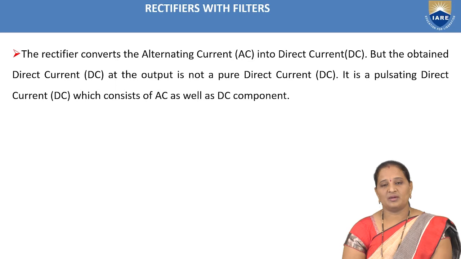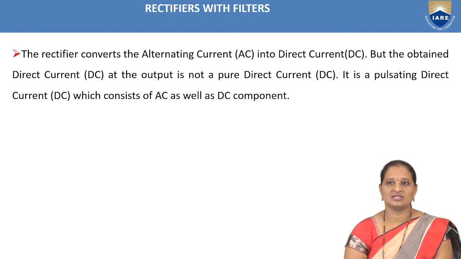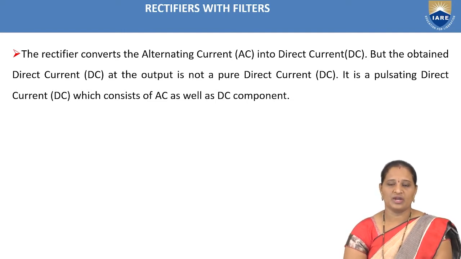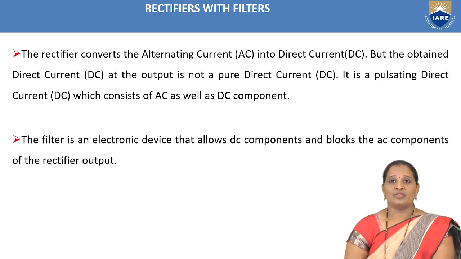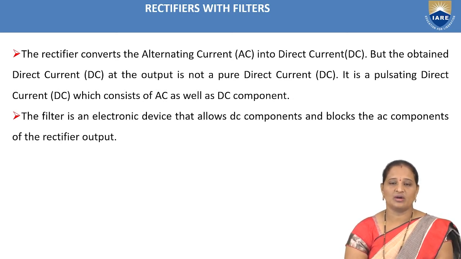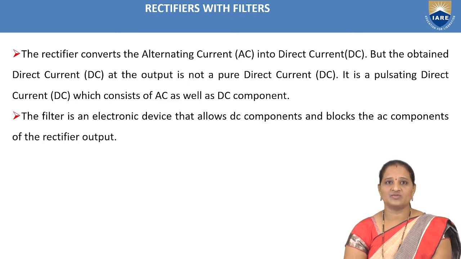The major operation of a rectifier is to convert the alternating current into direct current. That means it has to convert AC to DC. But the output of a rectifier still consists of some AC components, which we need to remove in order to get the pure DC. That is why the rectifier output is called pulsating DC, where we have AC components also present in that output.